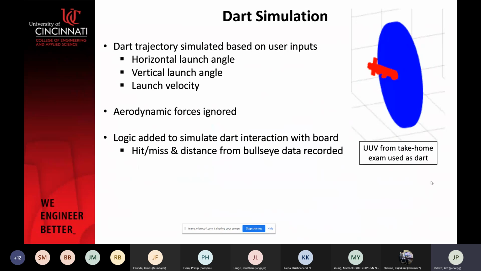So then we had to go ahead and simulate some dart trajectories. We created some code that would let us input launch angles and launch velocities for a dart, and the code would take care of the rest. We also had to create some logic that would allow the dart to interact with the dartboard. Essentially, does it hit or does it miss? If it does hit, output the data of where it hit the board. And also for the simulation, we want to now stick into the board and fly around with the drone.